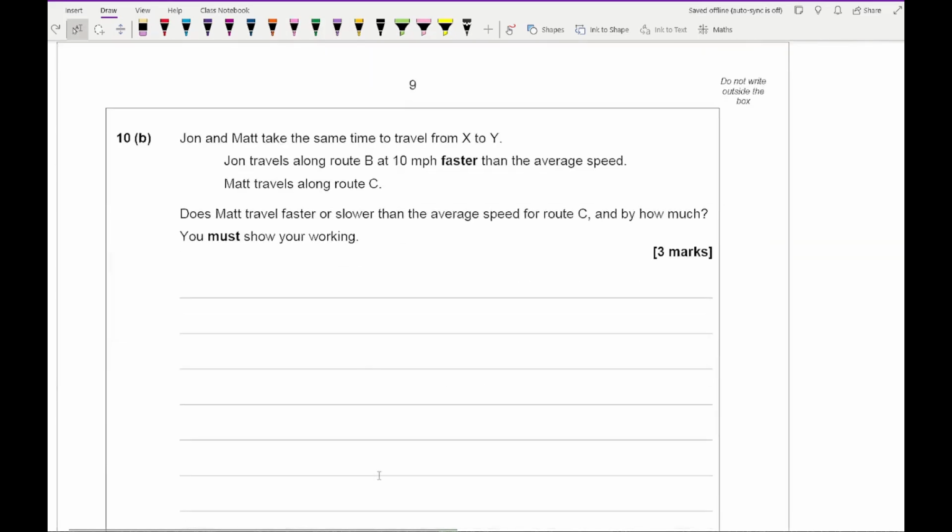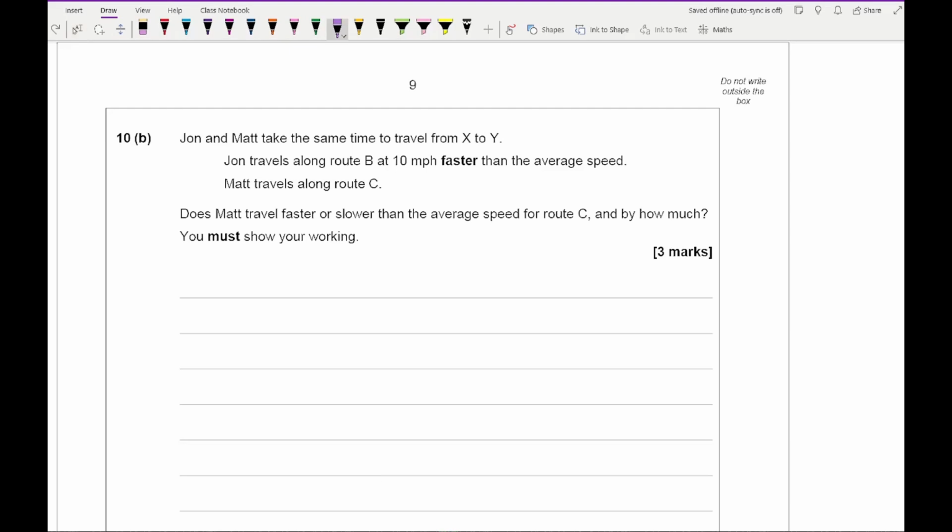Now moving on to part B, it says John and Matt take the same time to travel from X to Y. John travels along route B at 10 miles per hour faster than the average speed. Matt travels along route C. Does Matt travel faster or slower than the average speed for route C, and also by how much?